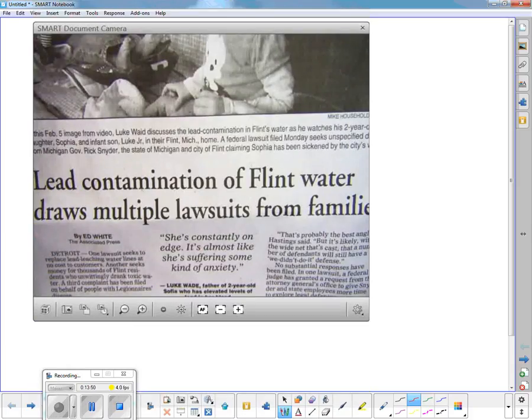Okay, so they have lead problems now in their water, right? And they can't just switch back because the lead pipes now are starting to corrode and get into the water. They also have a huge incidence of Legionnaire's disease because of it. So there's lots of problems here.